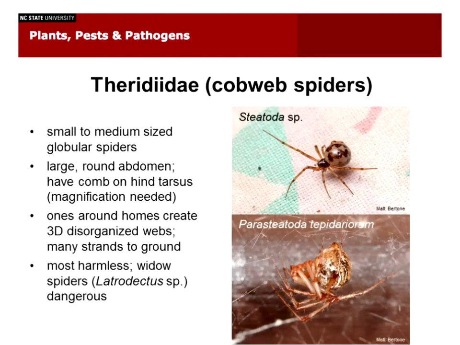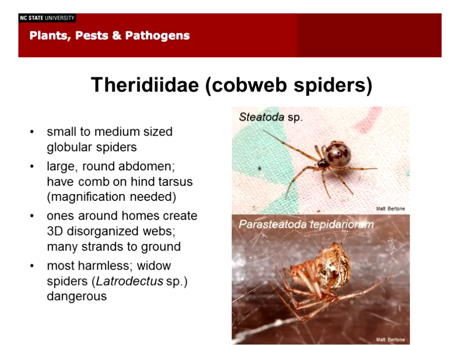So the first group, the Theridiidae, these are the cobweb spiders. A very common group. They were actually found in 65% of the rooms we sampled. These are small to medium globular spiders. They're much more at home in a web, and you often see a couple of different genera on and around your house and in your house. They do, like I said, have large round abdomens.